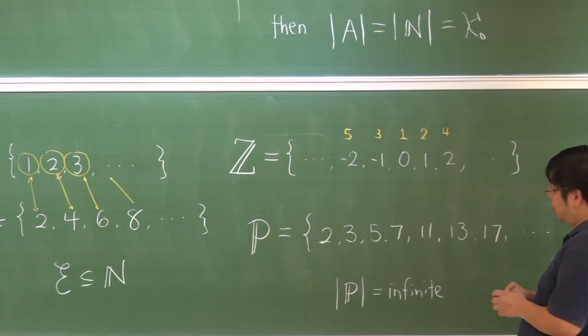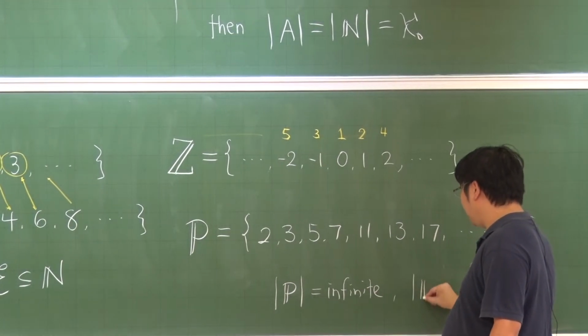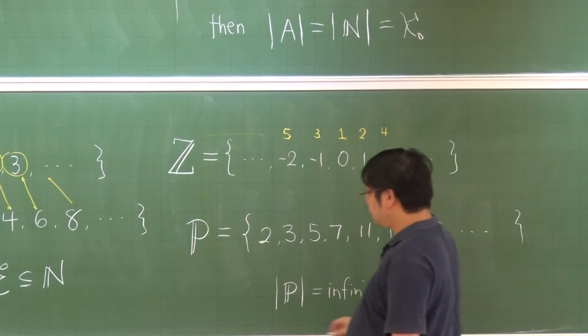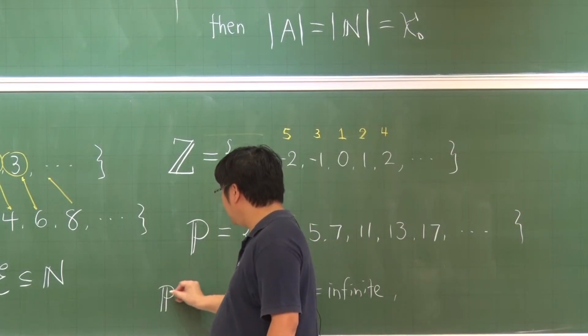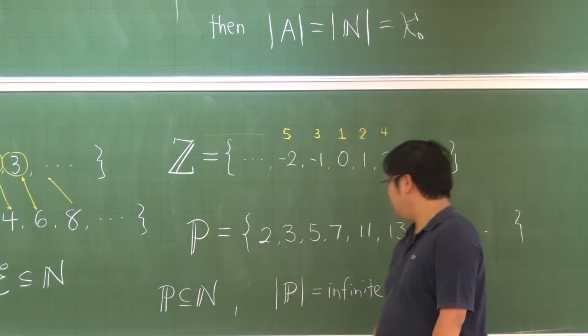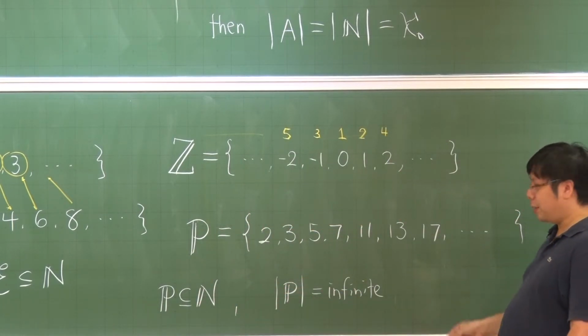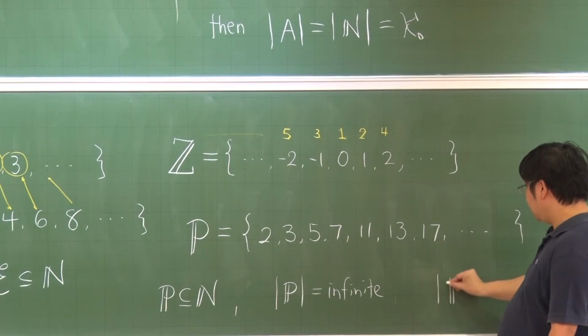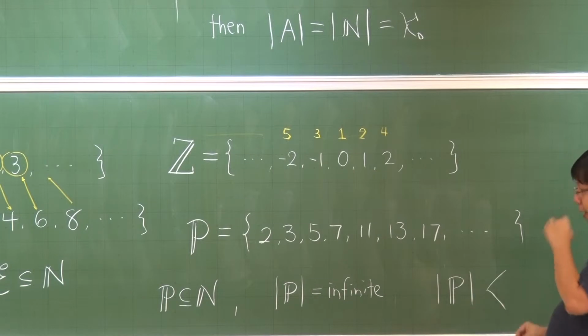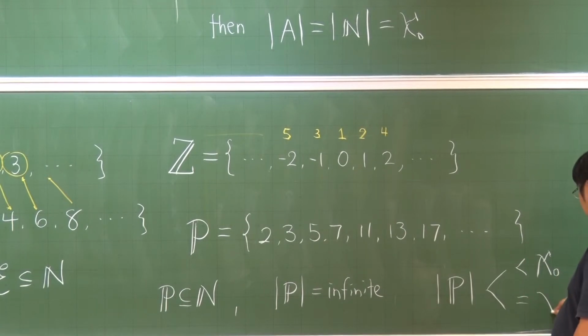And also, we also know that the set of primes is a subset of the natural numbers, right? Now, my question is, how about the cardinality? There are two cases: is it going to be less than this ℵ0, or is it going to be equal to this ℵ0?